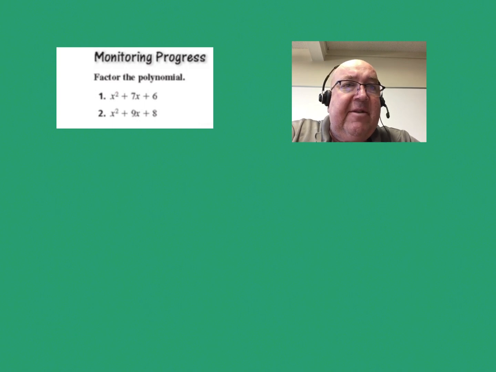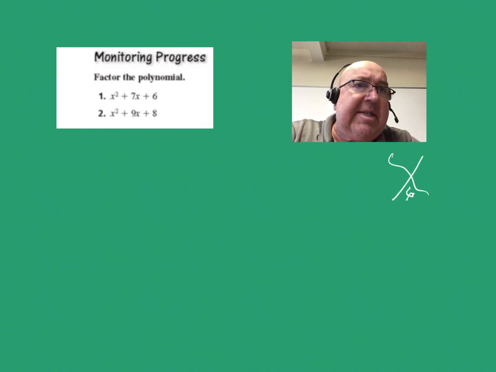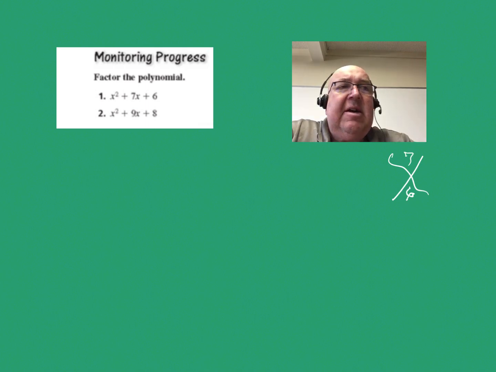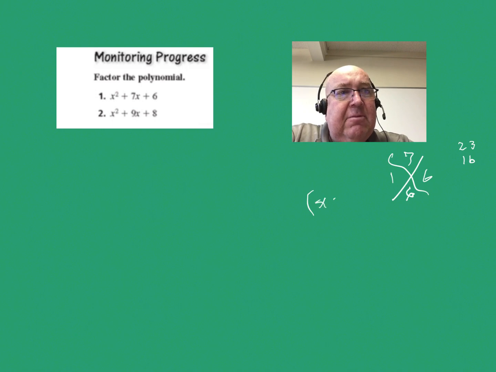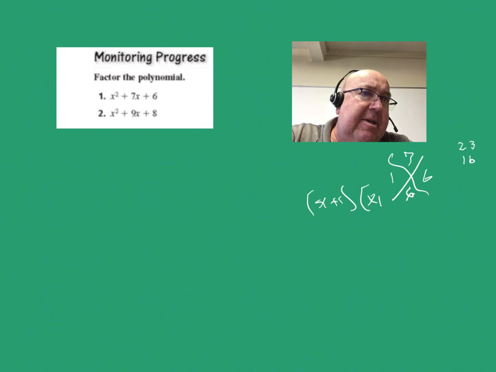So here we have our C is 6, our B is 7. Numbers that multiply to equal 6: 2, 3, 1, 6. Simply 1 and 6, so our factors are x plus 1 and x plus 6.